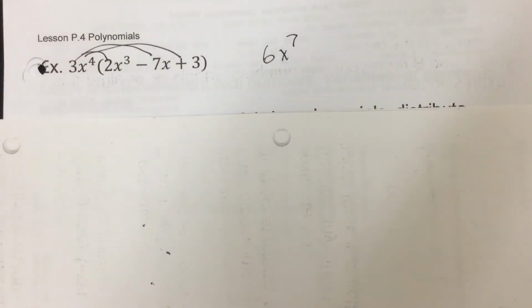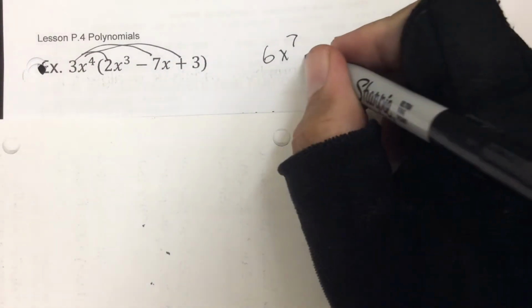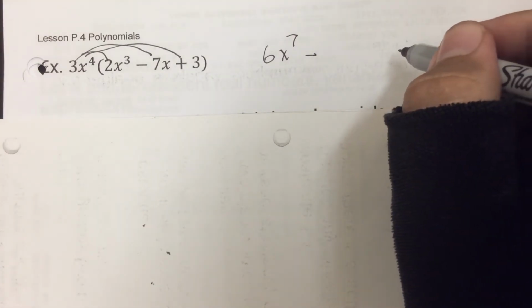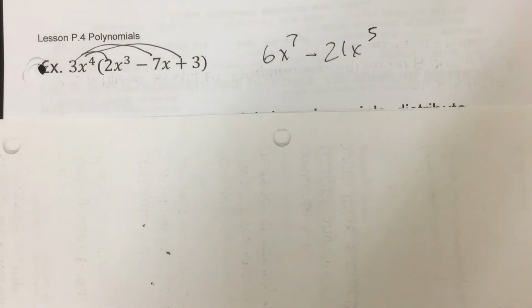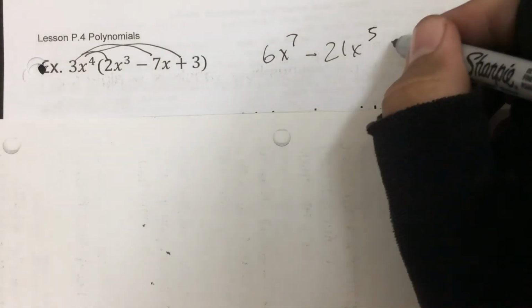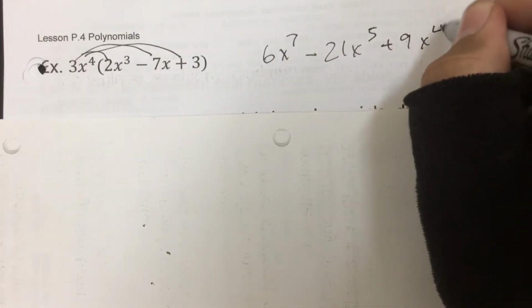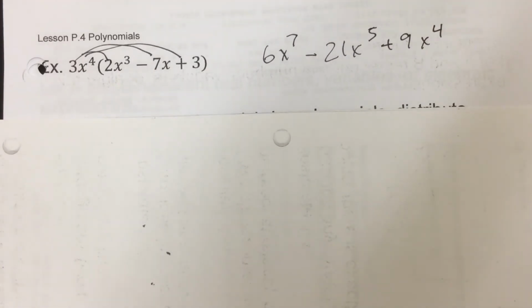So 3x to the fourth times the negative 7x. Negative 21x to the 5th. And 3x to the fourth times 3. Plus 9x. Wait, but it's not even x to the 6th? No, because there wasn't an x squared. So, any questions with this one?